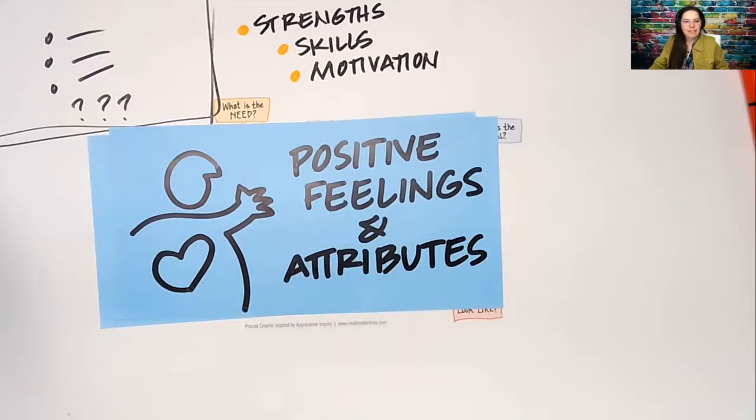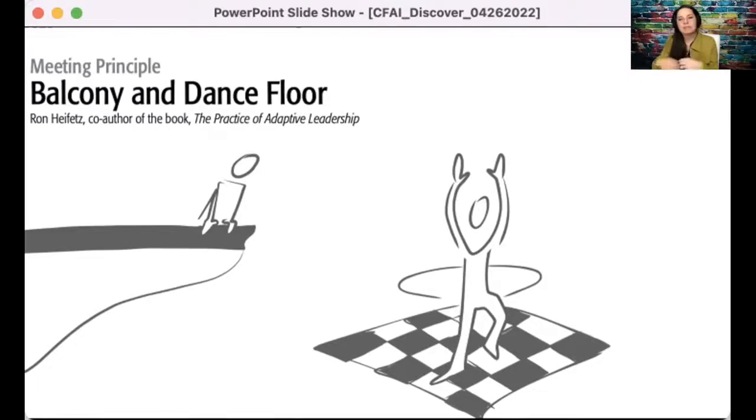So I want to jump back onto the dance floor. And so what do I mean when I say jumping from the dance floor to the balcony? I've said that a couple of times now, but let me talk a little bit to that and what that means. This is a concept, and I actually sometimes use this as a meeting principle at the beginning of a meeting, to say that we as participants can either be at the balcony taking sort of an overview, or we could be on the dance floor. And this is a concept by Ron Heifetz, the author of the book, The Practice of Adaptive Leadership.